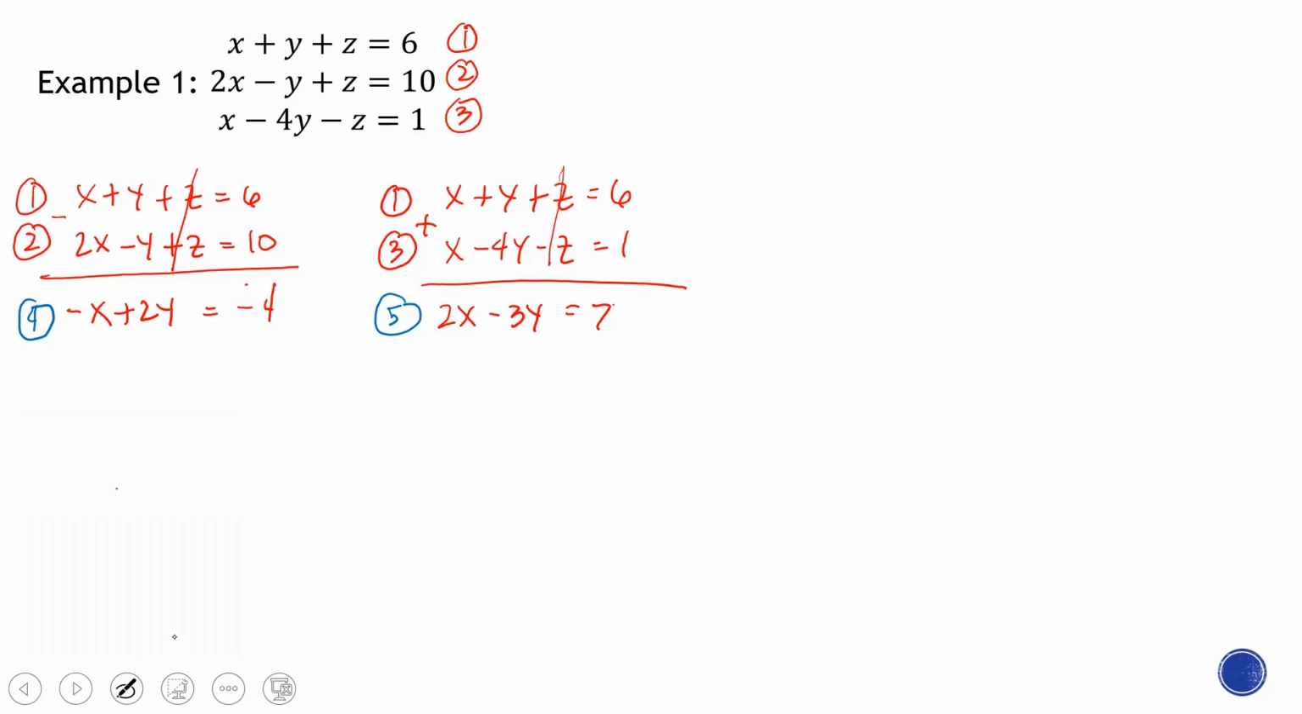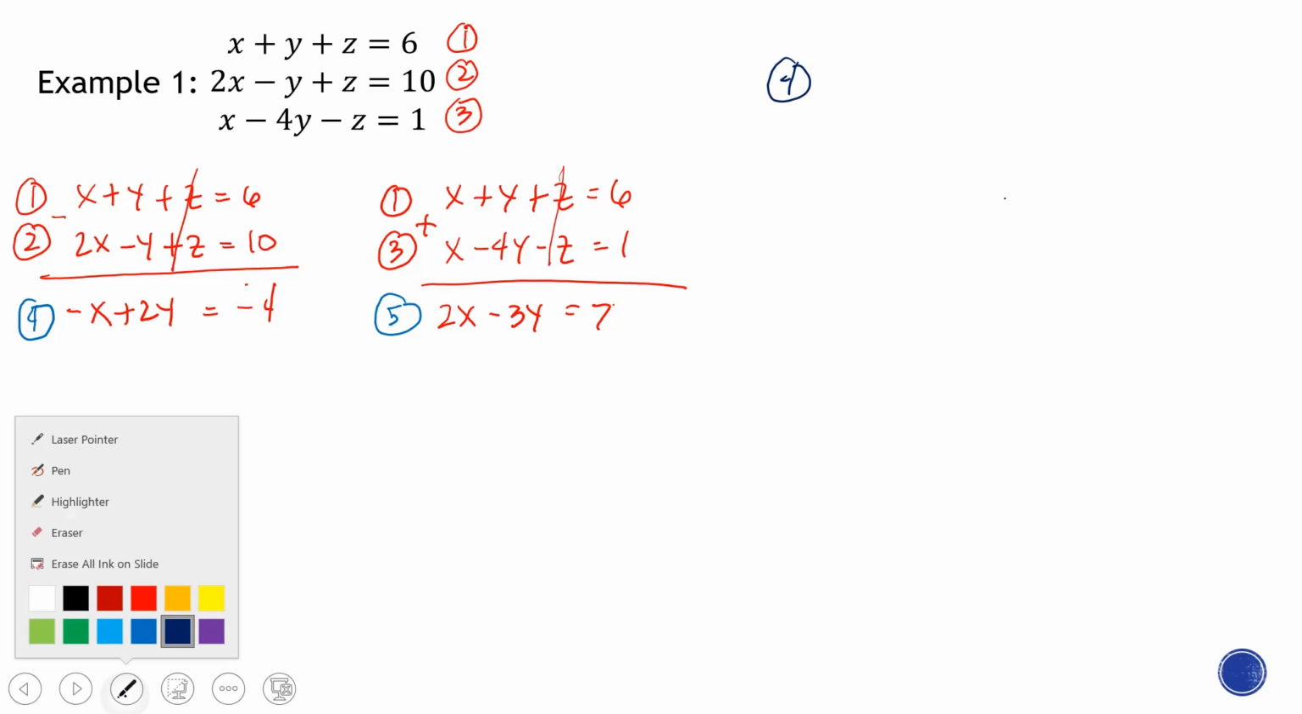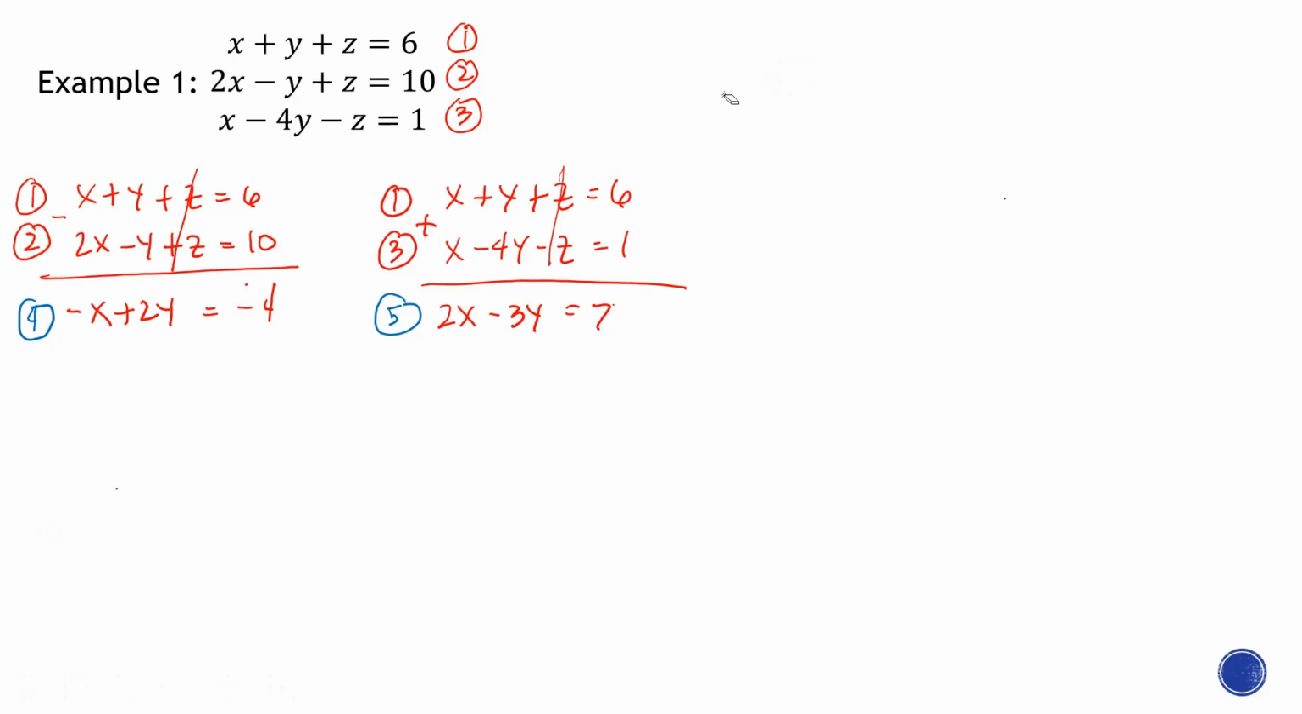And we will solve for x and y. So we got the fourth and the fifth equation. Okay, here the question is, what terms are we going to eliminate? The x terms or the y terms? Which one do you think is easier to eliminate? That's right, it's the x terms.